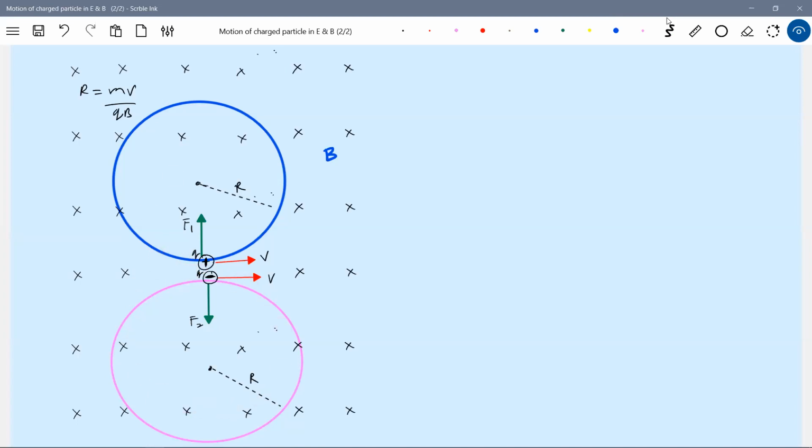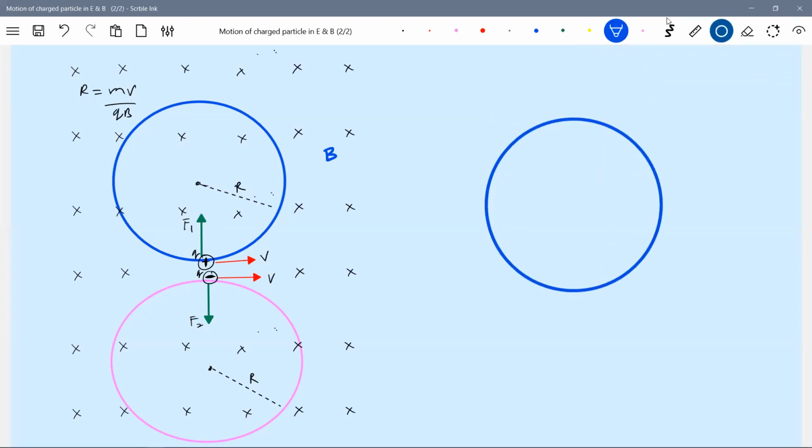Plenty of numericals will come like this. Very, very good numericals will be coming, but the idea and the method are the same. Okay, let me first draw those circles. That's troubling me a lot.